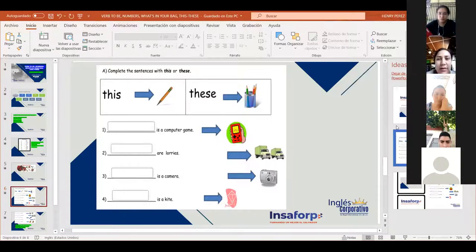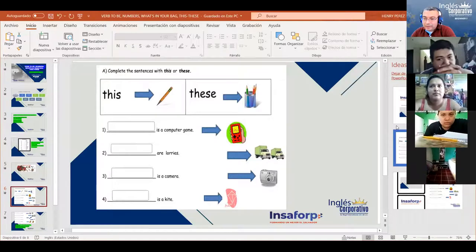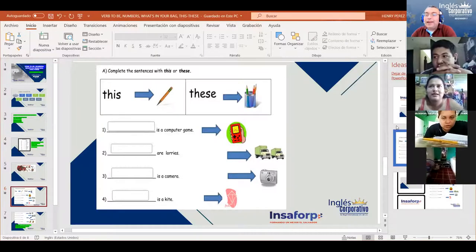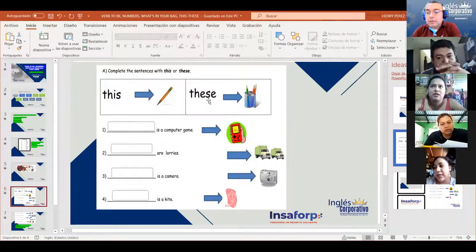Okay. This is a pen. And this is a shoe. Quise decir zapatos. Okay. Entonces plural. These are shoes. No, vamos a poner el A. These are shoes. These are shoes. Excellent. Very good, Carolina.